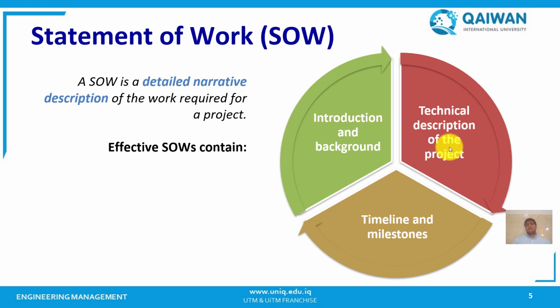The third one is technical description of the project. This section provides a detailed description of the project's technical aspects. It outlines the specific requirements, deliverables, and technical specifications of the project. It may include details such as desired features, functionalities, performance criteria, and any necessary technical standards or guidelines.